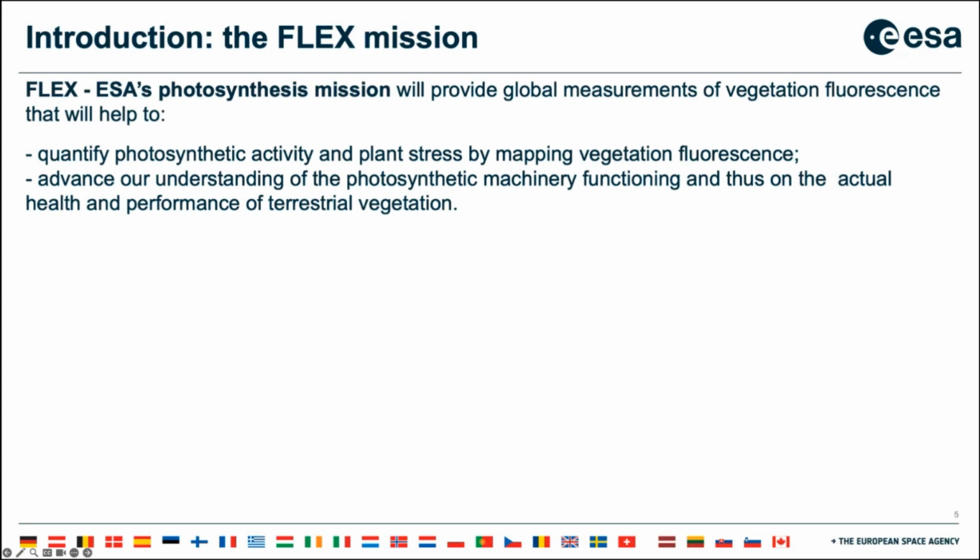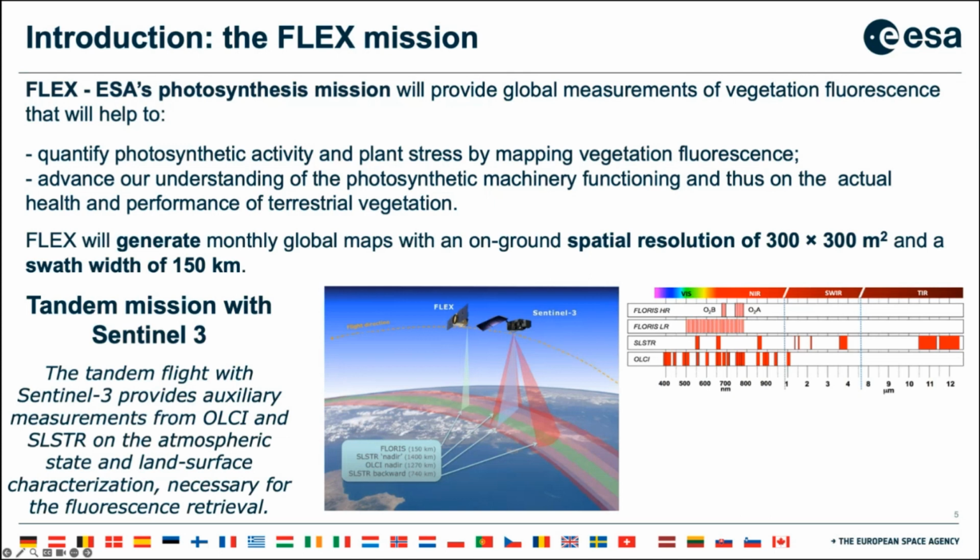It was promoted as ESA's photosynthesis mission and will provide global measurements of vegetation fluorescence that will help us to quantify photosynthetic activity and plant stress by mapping vegetation fluorescence and to advance our understanding of the photosynthetic machinery. It is a mission that will fly in tandem with Sentinel-3 and will provide maps of on-ground spatial resolution of 300 by 300 meters and the swath width of 150 kilometers.